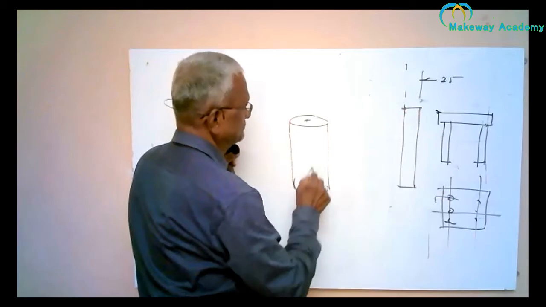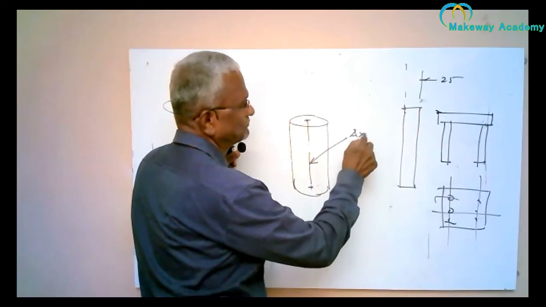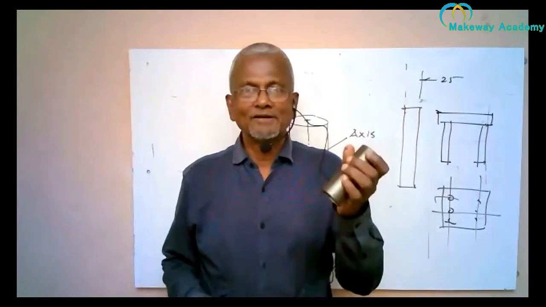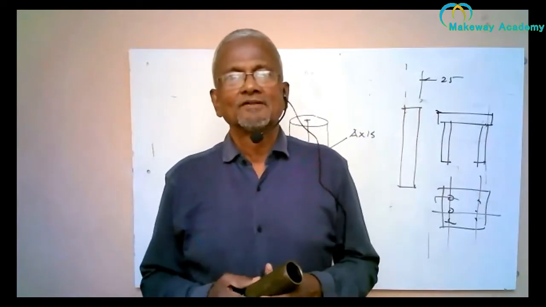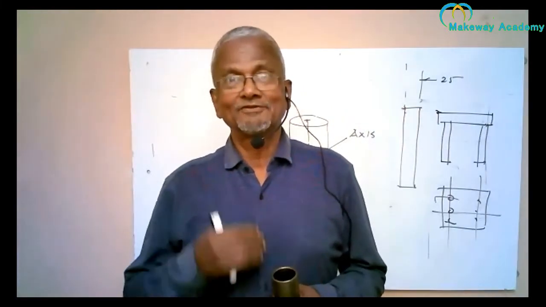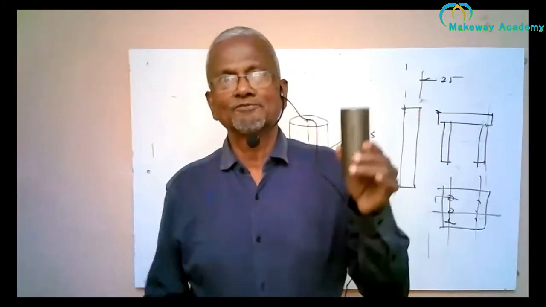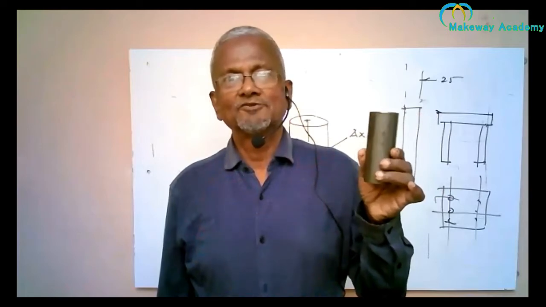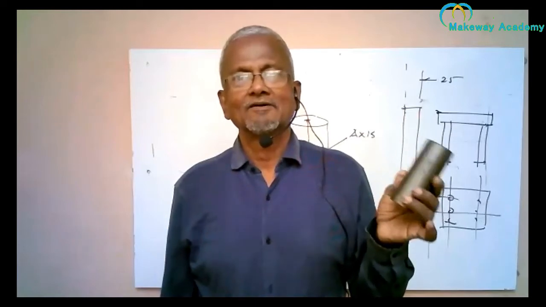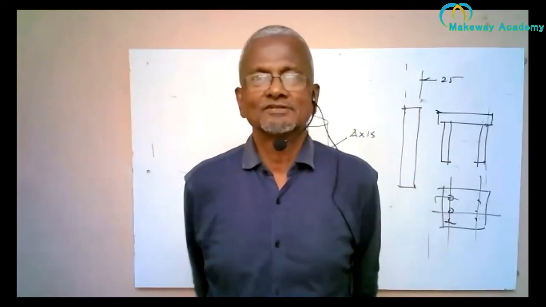This is the center, this is the center, this is the axis. So the axis is perpendicular to the base. Now you can define the position of the cylinder with respect to the axis. And if you want to be very specific, if you want to fix the cylinder in space, you need 3 planes: a horizontal plane, a vertical plane, and an auxiliary vertical plane. Then you can fix the position in space with respect to those 3 planes.